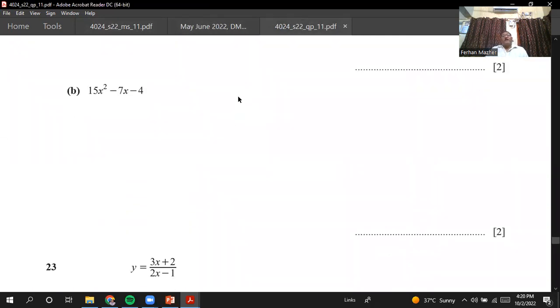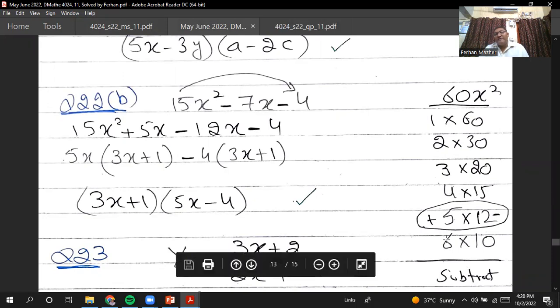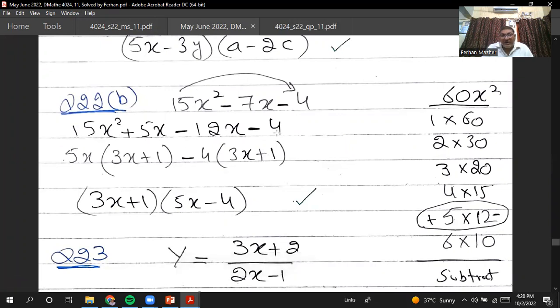It says factorize 15x squared minus 7x minus 4. So I will multiply the extreme terms. You will get 60. I'll write the factors of 60. So 1 into 60, 2 into 30, 3 into 20, 4 into 15, 5 into 12, 6 into 10. So with the third term, you have a negative sign. So I will write here subtract. I will choose that pair which by subtraction will give me minus 7. So that pair will be minus 12 and 5. So I will do the midterm breaking here. So 15x squared plus 5x minus 12x minus 4.